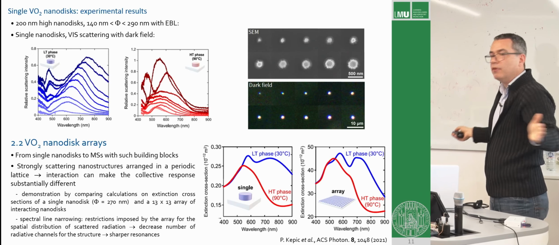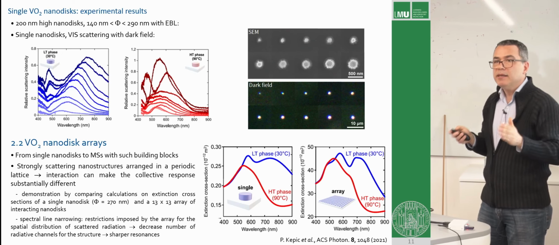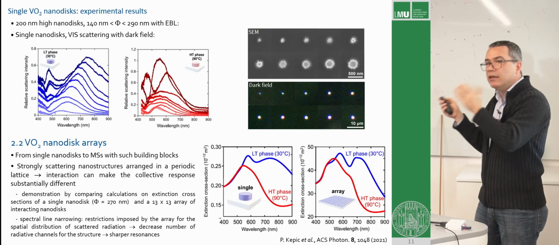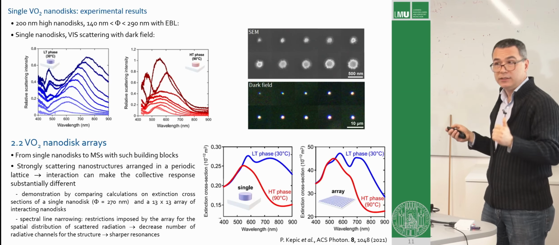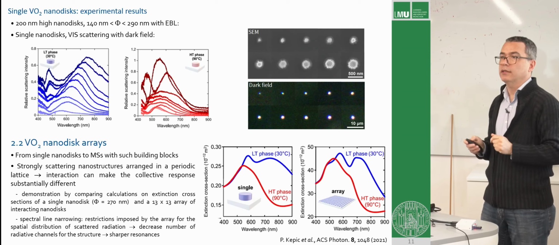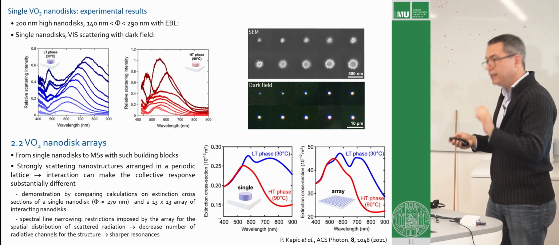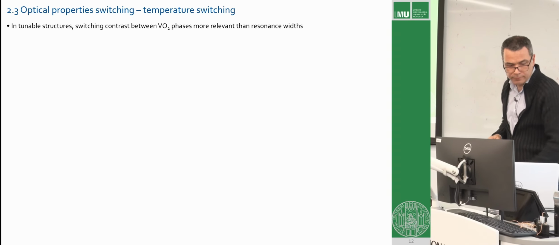And since you have a much narrower spatial emission, you are more or less limiting the decay channels, the loss channels of these antennas. And smaller losses imply narrower resonances. And this is why the resonances get sharper when you put these disks in an array.